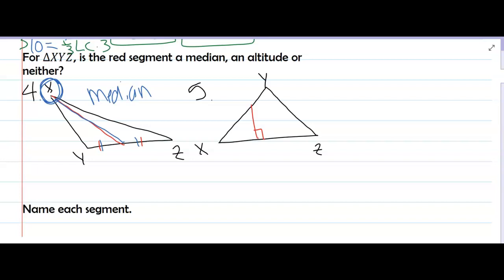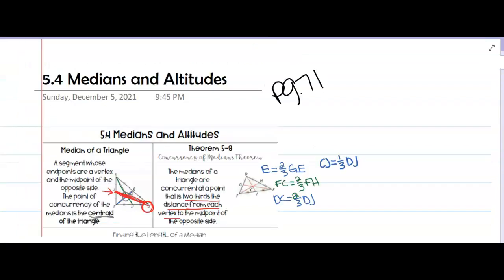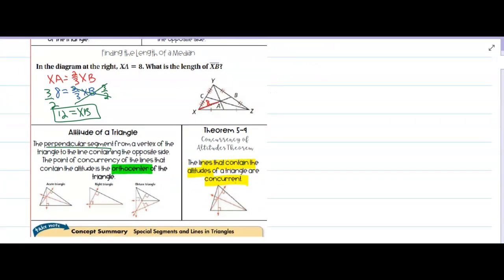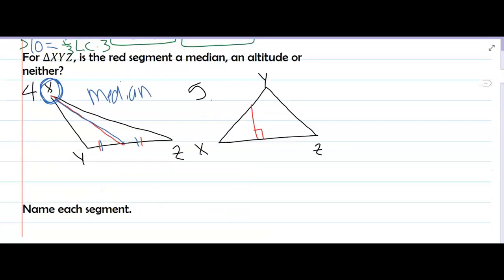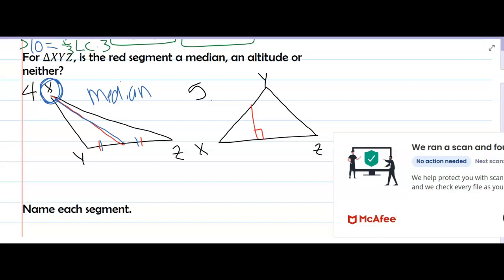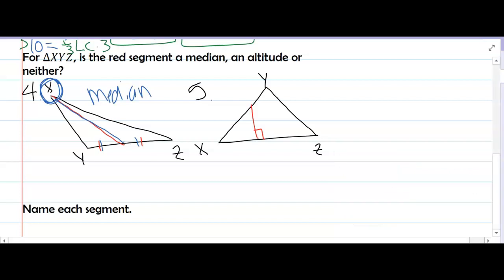Now, in an altitude too, if you remember from what we talked about just briefly over here, an altitude has to go from a vertex, and it has to go straight to the opposite side. And we already said that this doesn't come from a vertex. So here's the thing. If it doesn't come from a vertex, it's not going to be a median or an altitude, okay? If this was an altitude, it would have to come from Y and have to come straight down, and it doesn't do that. So this is going to be neither.